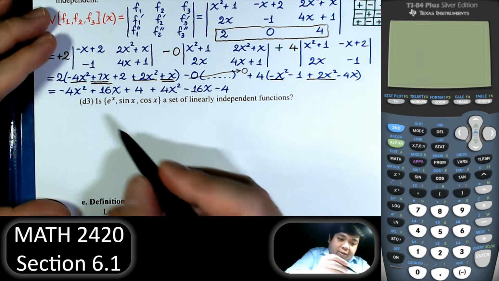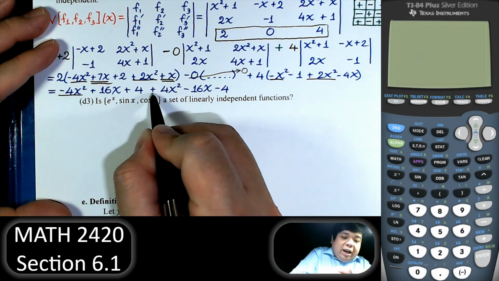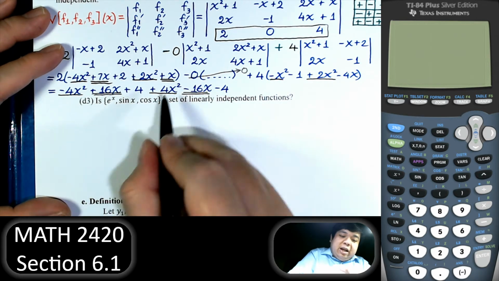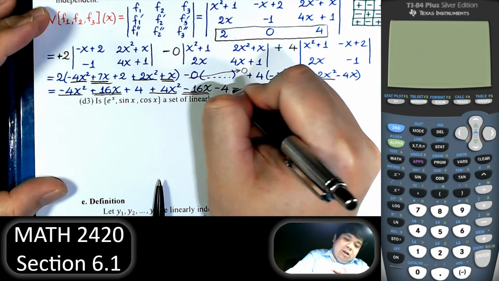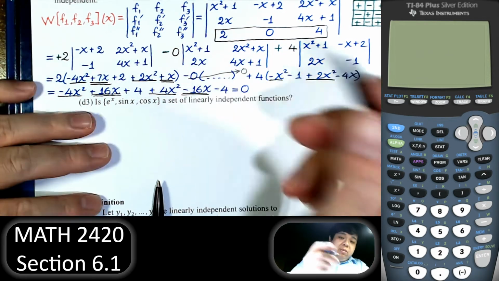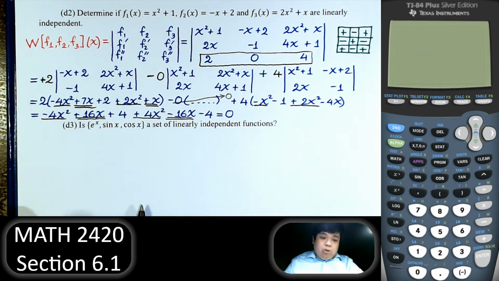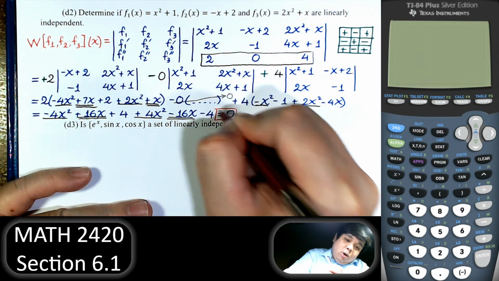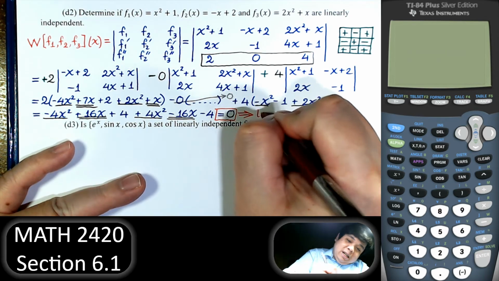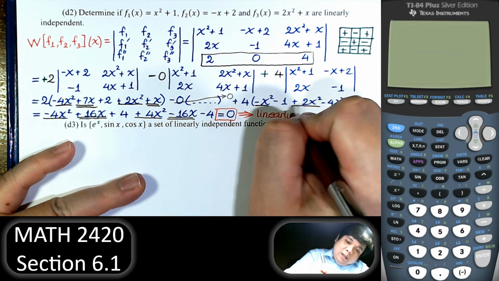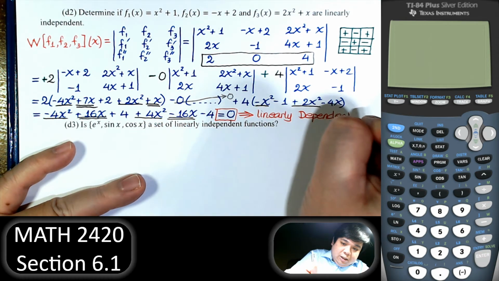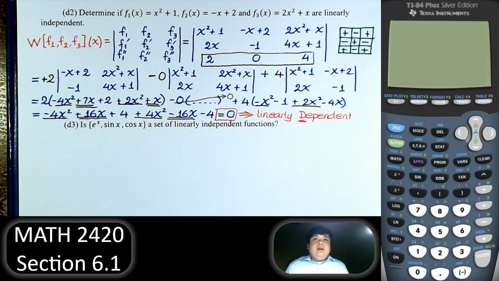Now we have negative 4x squared canceling with 4x squared, 16x canceling with negative 16x, 4 minus 4. So this is pretty much equal to 0. It is equal to 0 for every x. Because it is equal to 0, they are not linearly independent. Or we say because it's equal to 0, it is linearly dependent, because the Wronskian equals 0.